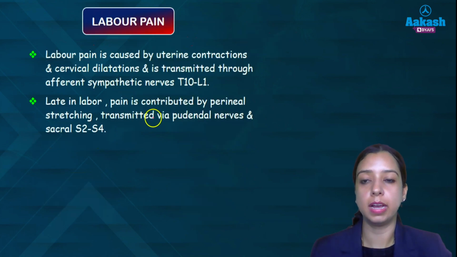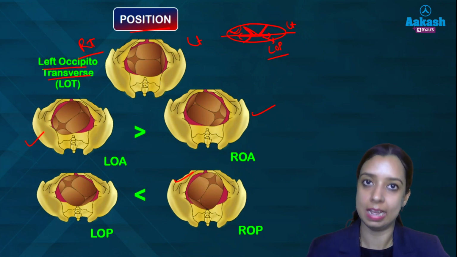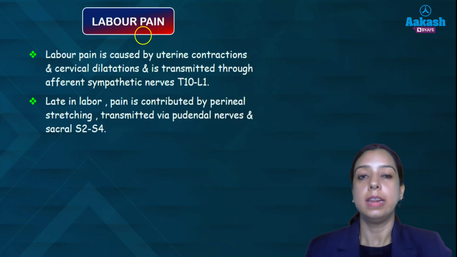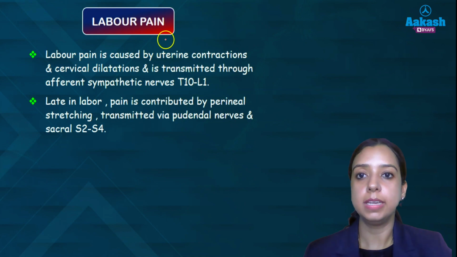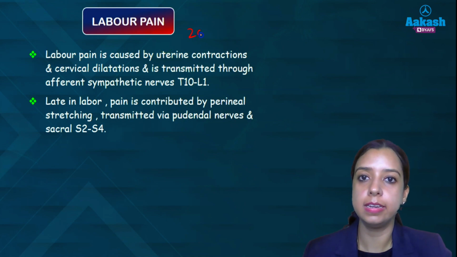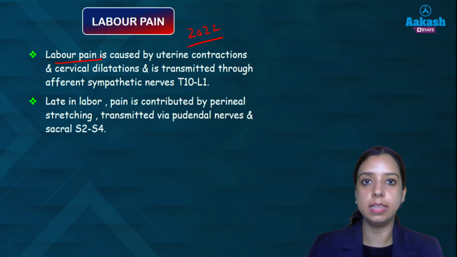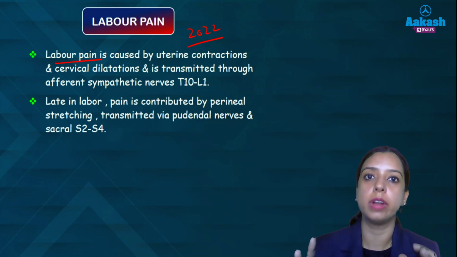So the questions have been asked on both the most common and the least common positions of the fetal head. Now, there was a question on how pain is transmitted during labor. The question was asked in INICET 2022. You should know that labor pain is caused by uterine contraction and the stretching of the cervical dilation. In the first stage of labor, the basic cause of pain is uterine contraction.